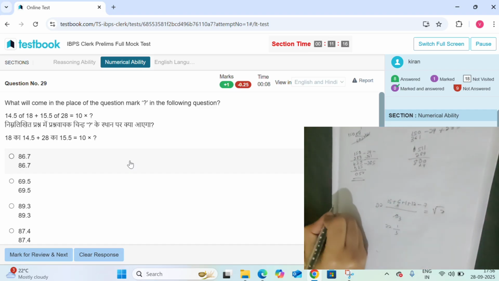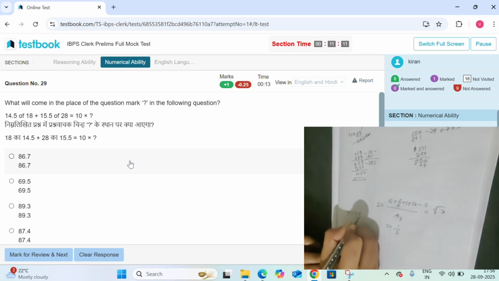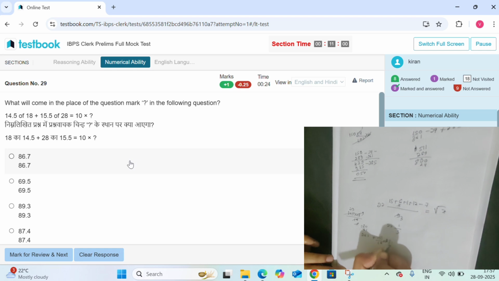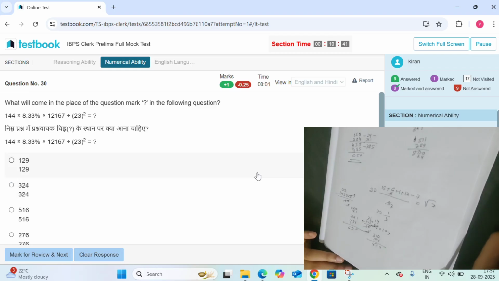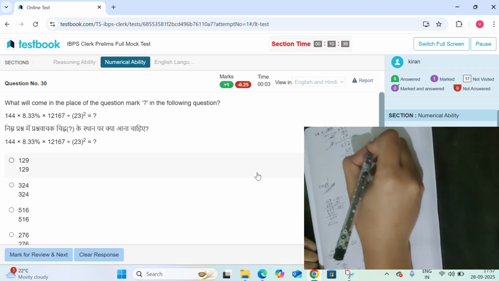14.5. 14.5 into 145 into 18 divided by 10. 261 plus 15.5. 155 divided by 10 into 28, which is equal to 10x. So 310. 124, that is 4, 3, 434. 434, 5, 9 and 695 and 69.5 is the answer.